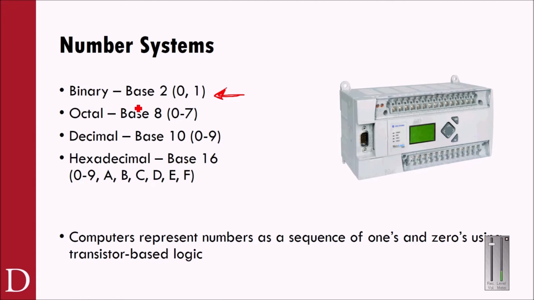What is the binary number system? Well, it's anything that's binary: on or off, true or false, male or female. These are all binary things. That means there are two possible states. In the case of the binary number system, we only use the numbers 0 and 1.